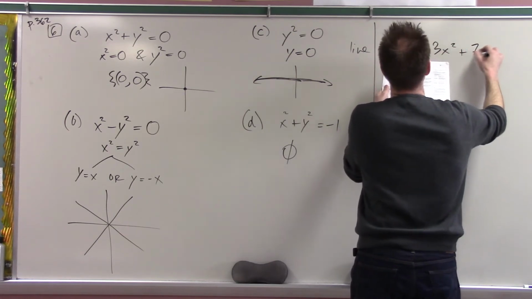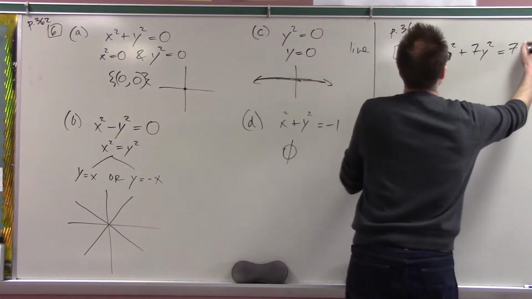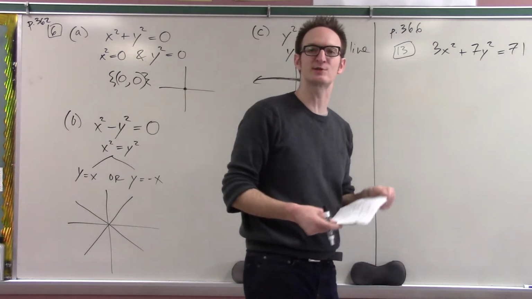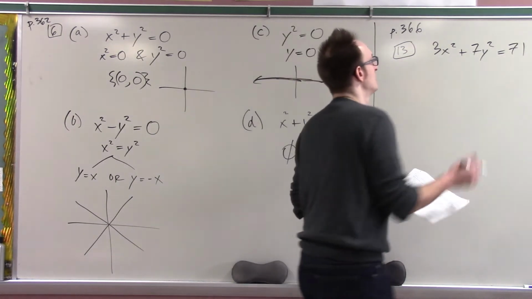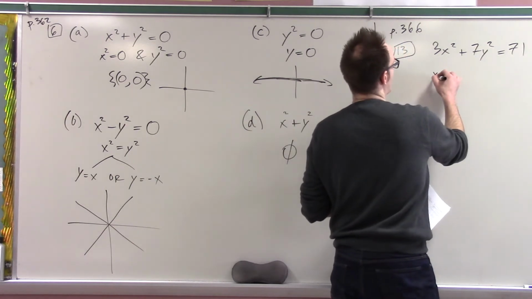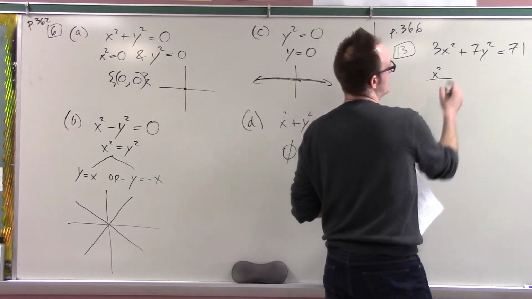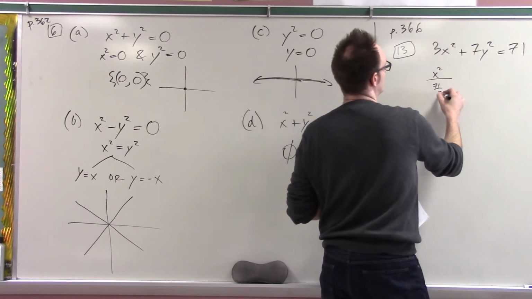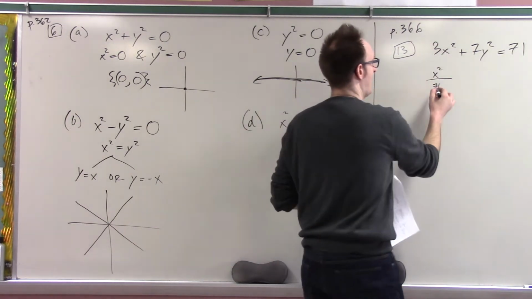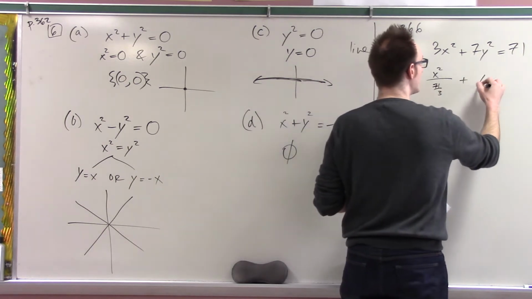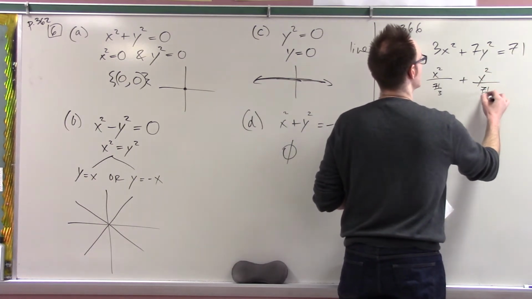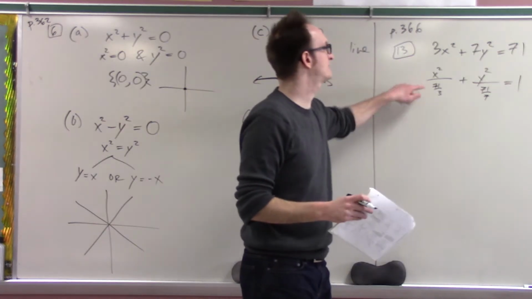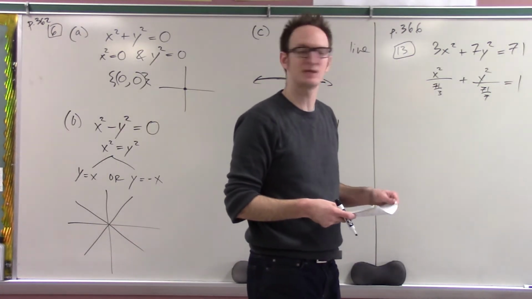3x squared plus 7y squared equals 71. Basically, this is a crisis management situation. What do you do when numbers are ugly? You just deal with it. So I'm going to divide both sides by 71. Then I get x squared over 71 thirds, careful with fractions, plus y squared over 71 sevenths equals 1. And so basically, what is 71 thirds approximately? Like 20-something?